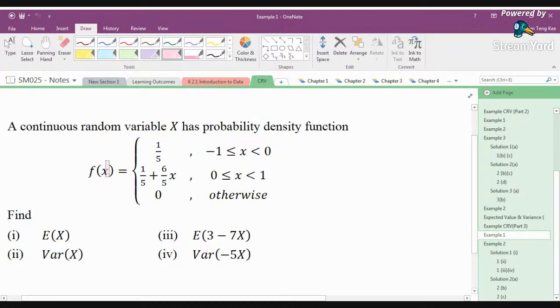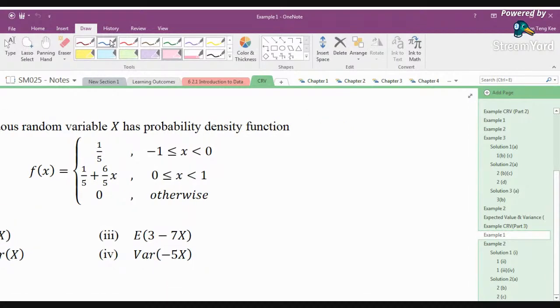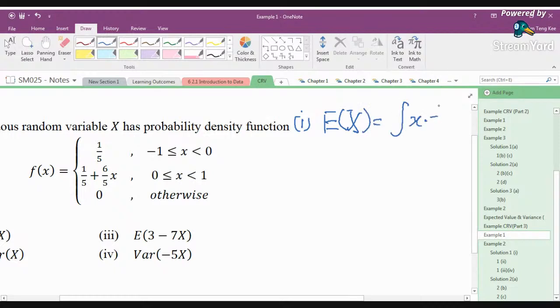You're given this function f(x). Now I want to get my E(X). So how do I get my answer? Let's see, guys and girls. Part 1. I just write at the side here. My E(X) will be equal to the integral of x multiplied with my function f(x), the PDF. So that means each of this that you see, you're going to multiply by x later.